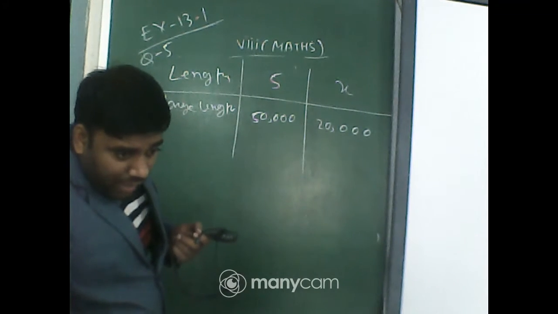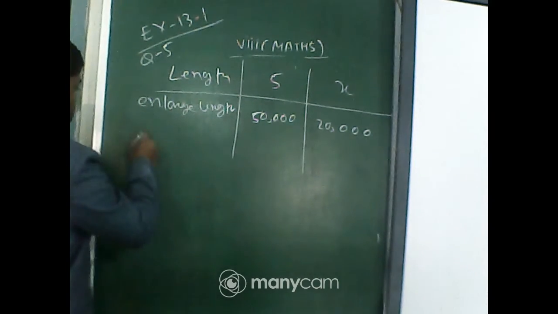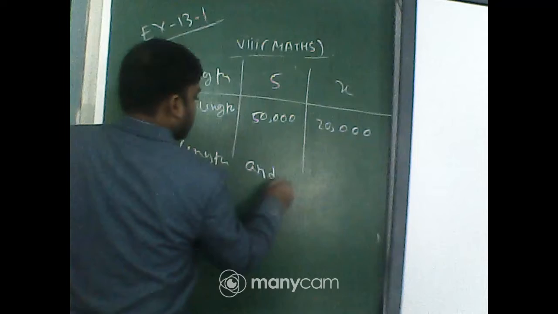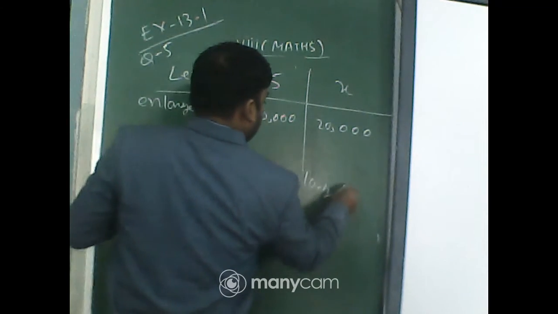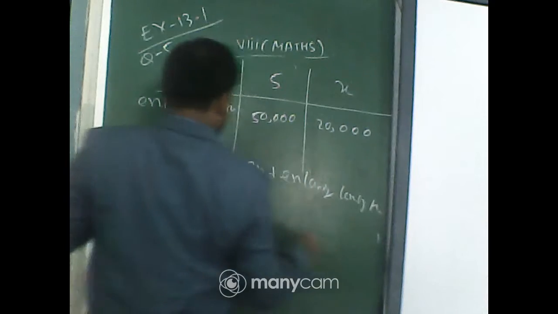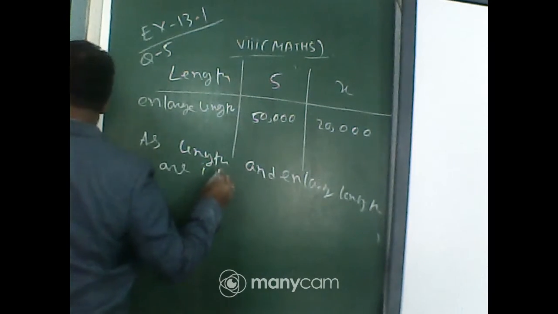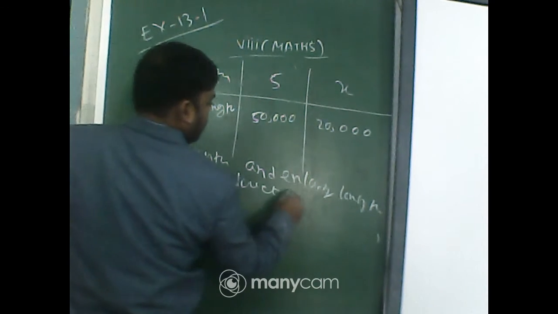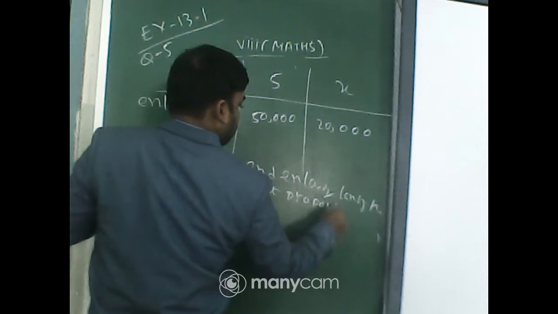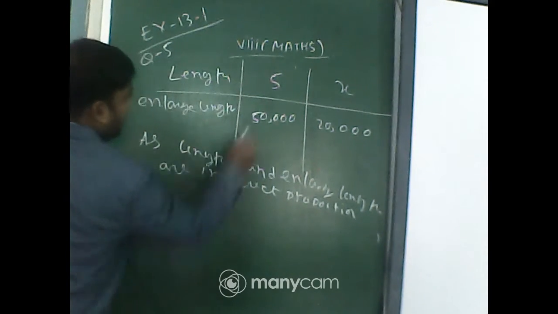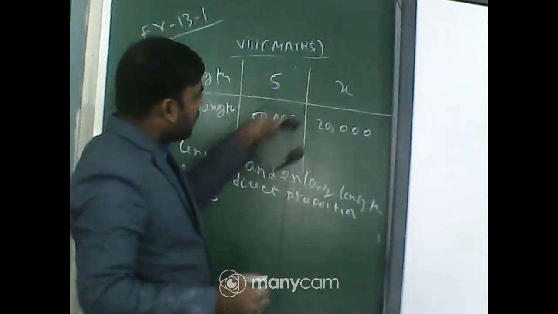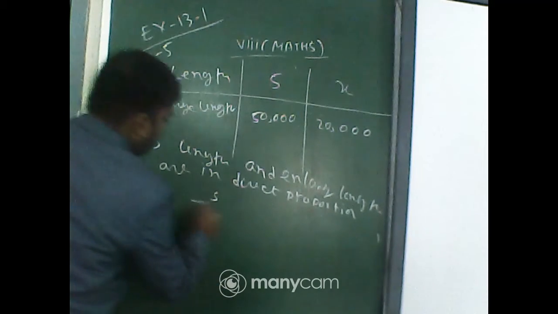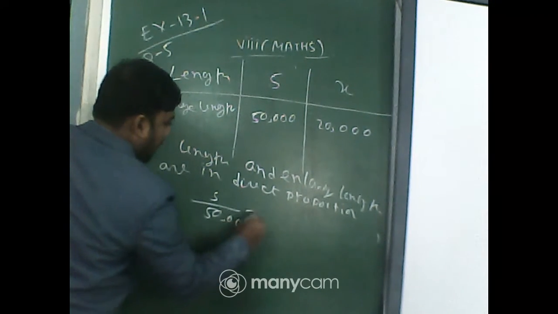Now as length and enlarged length are in direct proportion, you can write that the ratio 5 by 50,000 and x by 20,000, that constant should be equal. That is 5 by 50,000 and x by 20,000.